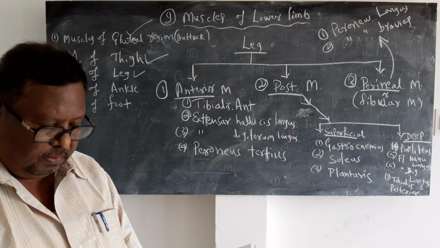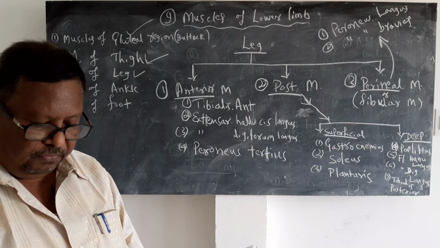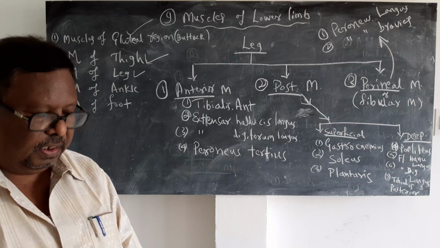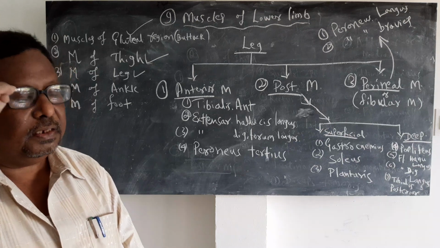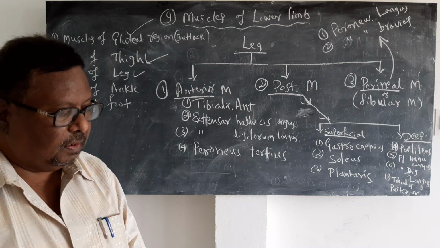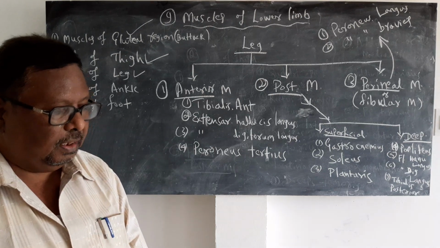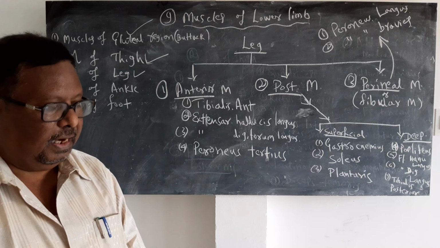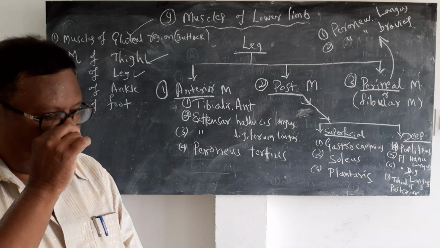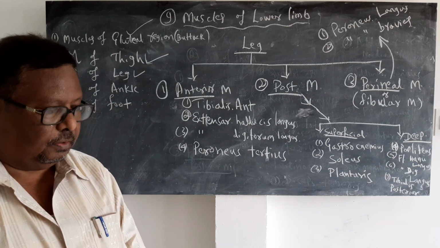Extensor digitorum longus originates from the upper 3/4 of the medial surface of the shaft of fibula, the interosseous membrane, and the lateral tibial condyle. From three portions it takes its origin. Coming to the insertion, on the dorsum of the foot, the tendons of this muscle split into 4 digital slips for insertion into the lateral 4 toes. Coming to the action, dorsiflexion of the foot at the ankle joint, and dorsiflexion of the lateral 4 toes.